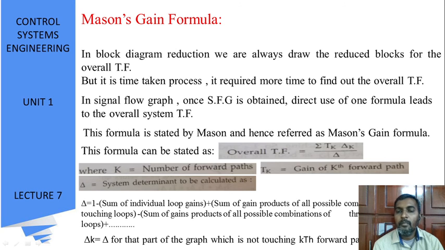By using this formula, we are going to reduce the time to find the overall transfer function. Thank you. We'll meet in the next class with problems on this Mason's gain formula.